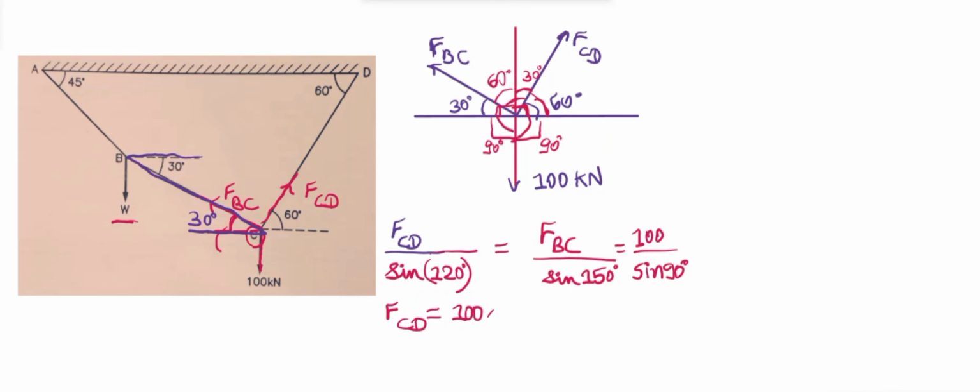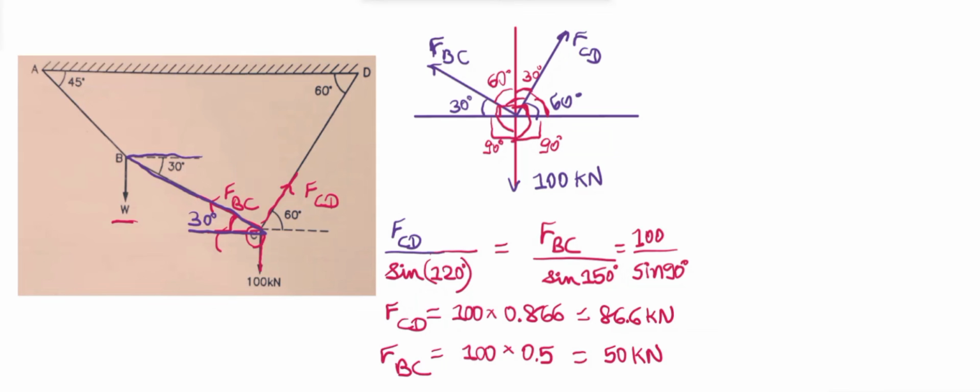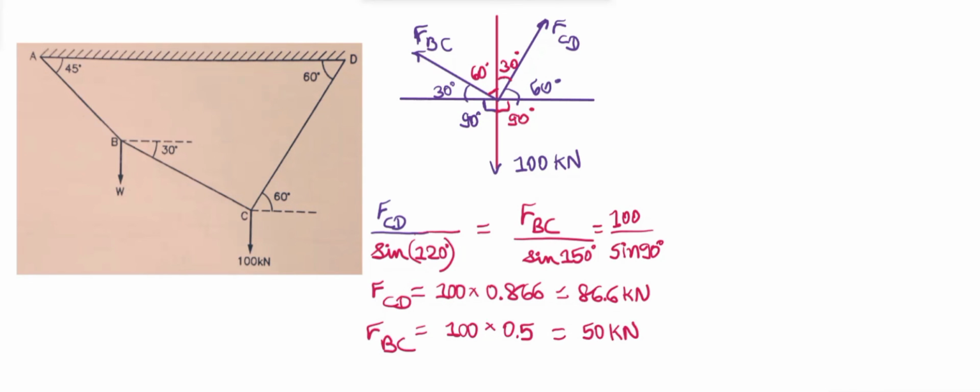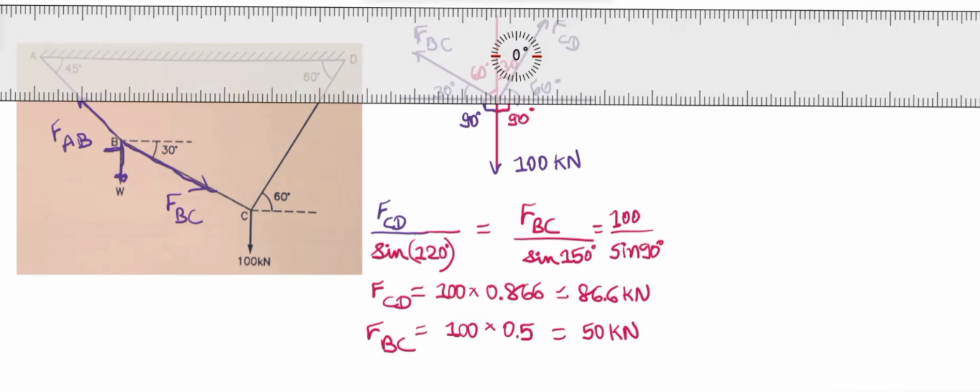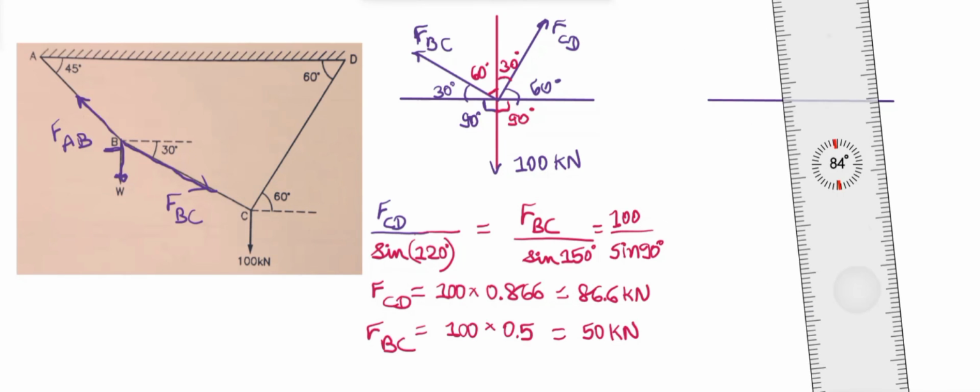FCD will be equal to 100 into sine 120, which is 0.866. So we get FCD is equal to 86.6 kilonewton and FBC is equal to 100 into sine 150, which is 0.5. So it will be 100 into 0.5, which is equal to 50 kilonewton. Now we'll consider the joint B. For joint B, weight is acting in the downward direction. One force will be acting here, which is FBC, and another force will be acting here, which is FAB. This will represent in our free body diagram.